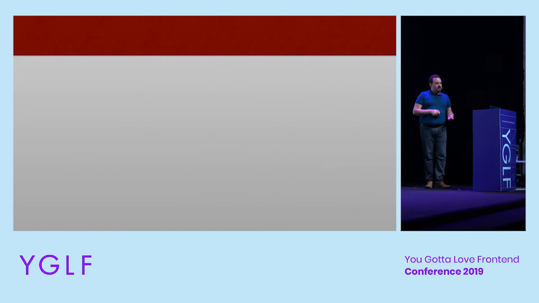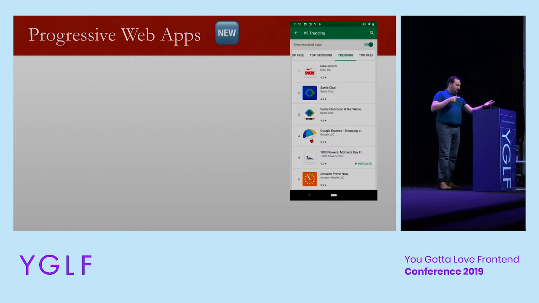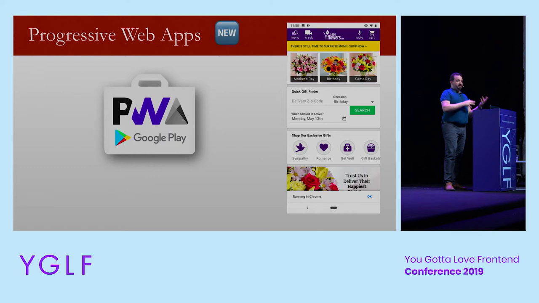Also, we know that PWAs are a thing today. We have PWAs on desktop now, so you can install PWAs on iOS, on desktop, on Android. But I'm not sure if you know that right now you can have PWAs in the Play Store. So for example, I have been talking about this before. If you go to trending in the Play Store, there is one app, 1-800-Flowers, that is actually a PWA. So it's in the Play Store, but it's a PWA. It's not an Android native app.